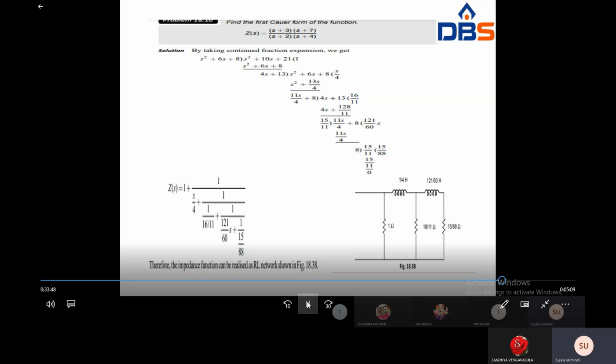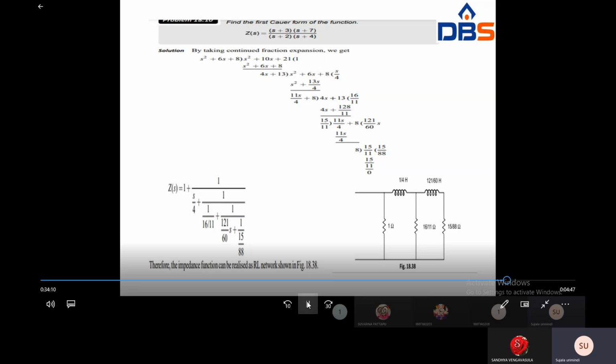So then s square by s square is 1. You have to multiply this, and then its value is 4s plus 13. Then you take this value, s square plus 6s plus 8, then multiply s square by 4s, and you get the value s by 4. You have to divide the total term in this function. Like that, you continue until you get 0.